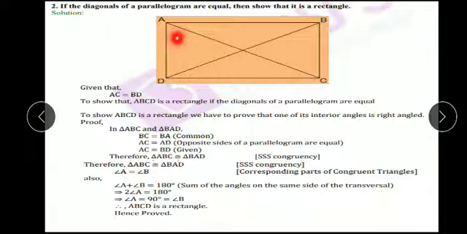Since these two triangles are congruent, angle A is equal to angle B. Now angle A plus angle B equals 180 degrees, because of the sum of the angles on the same side of the transversal. Here, these two sides are parallel and this is the transversal.